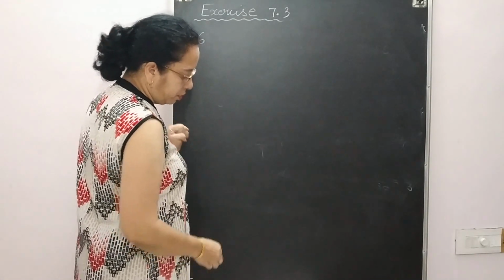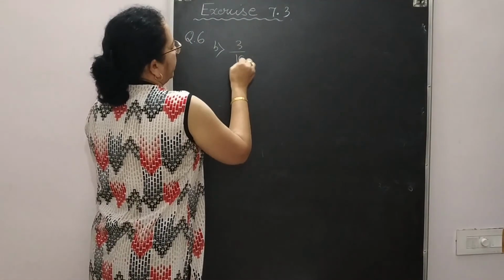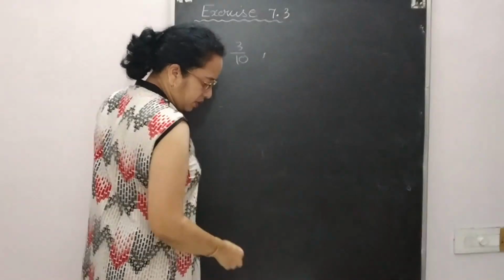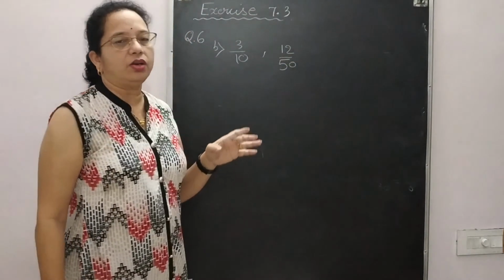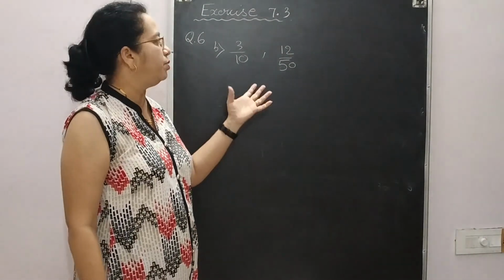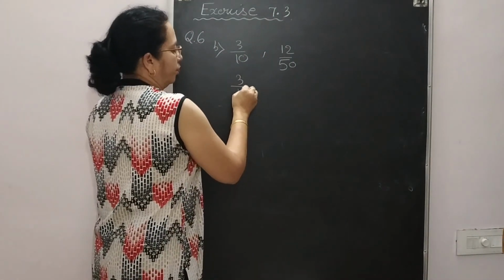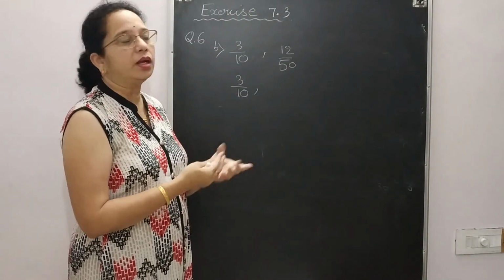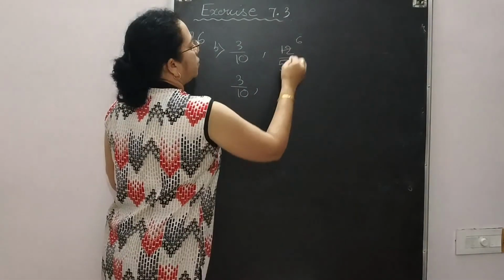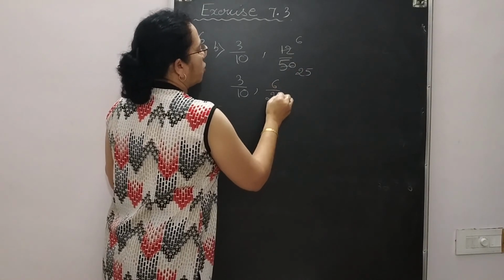Let me take one more sum. 3 upon 10. And another number is given 12 upon 50. As I said, converting into simplest form is easier. I will go for that method. First one is already in simplest form. Now think about these two numbers. So these are divisible by 2. 2 6s are 12. 2 25s are 50. So the answer is 6 upon 25.